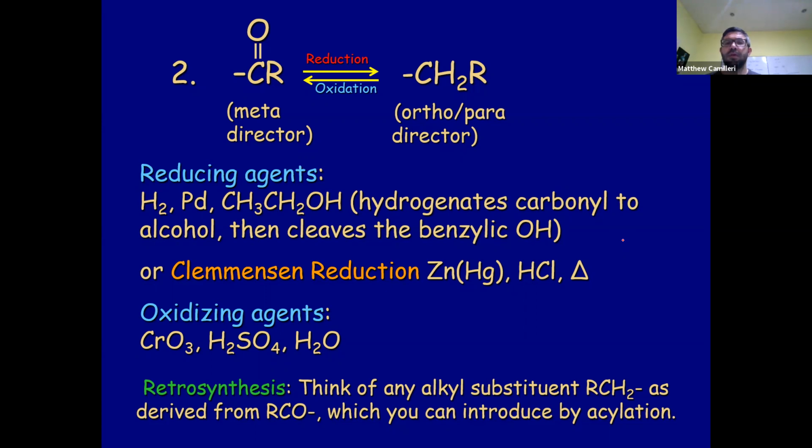Okay? Reductions here are going to be very, very easy. Here you're given hydrogen, palladium with ethanol, or normally you're more used to having the Clemmensen reduction: zinc, mercury, HCl, and heat. These will literally cleave the carbon-oxygen bond in both cases. These will cleave the carbon-hydrogen bond in both cases, okay?